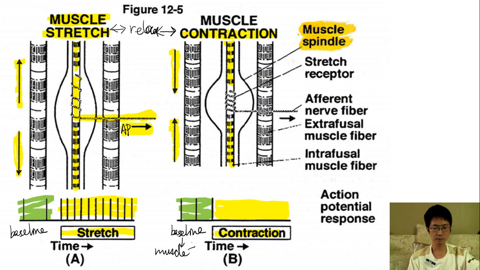What do I mean by muscle tone? Believe it or not, let's say you're sitting here in a relaxed state. That means you are not contracting, you're not stretching. Your muscle has a mild contraction that you are not aware of. We call it muscle tone. The mild contraction in your muscle that you are not aware of, we call it muscle tone.